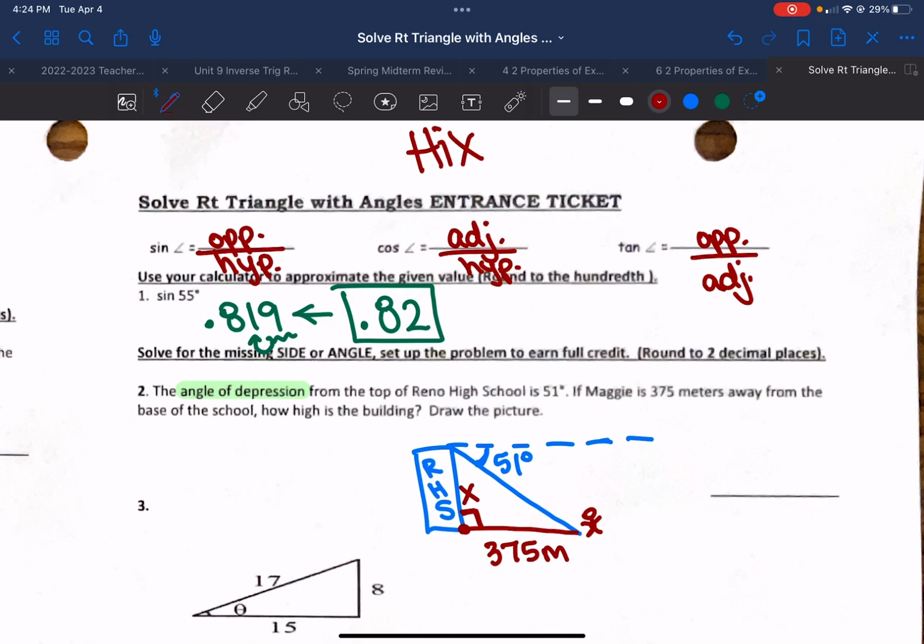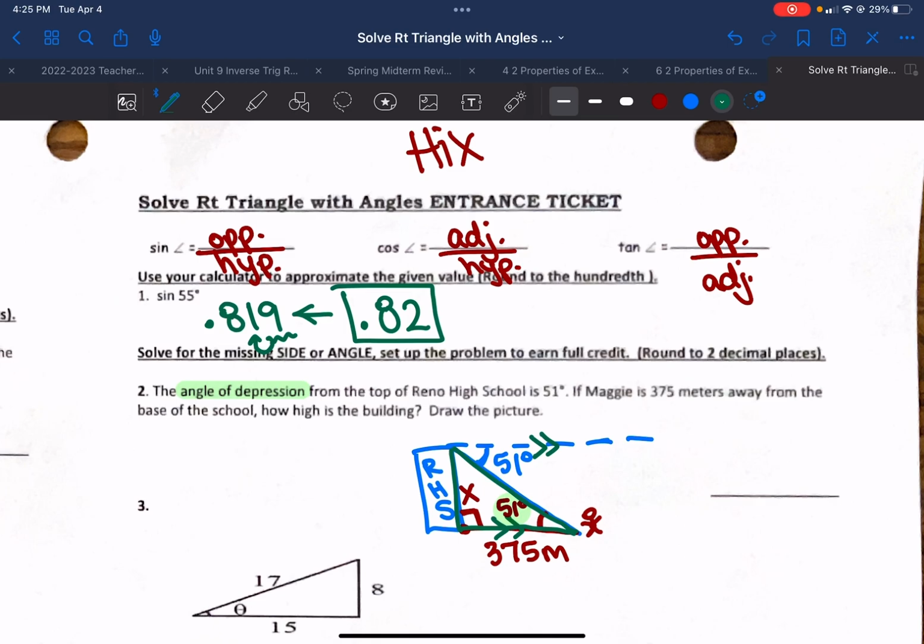Okay, what we know about the angle of depression is that this imaginary line that is horizontal and the base of the school are going to be parallel lines. So there's a couple of different ways that I can do this, but what it ultimately tells me about this angle is that it is also 51 degrees. So from there, I now can set up a trig ratio using my 51 degrees inside that triangle. Okay, so here's my triangle. All right, and I'm going to use 51 degrees.